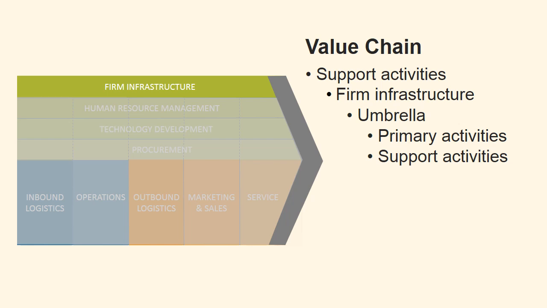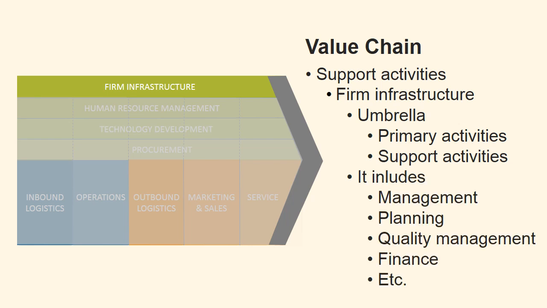Support activity, firm infrastructure is a kind of superstructure or umbrella which covers all other activities. It supports both the primary activities and support activities. It includes the organization of the company, management, planning, quality management, finance, etc.